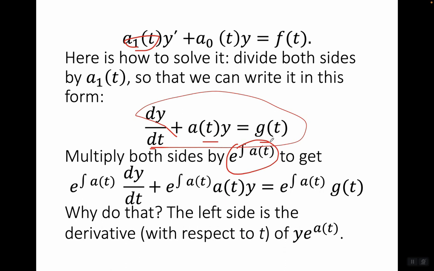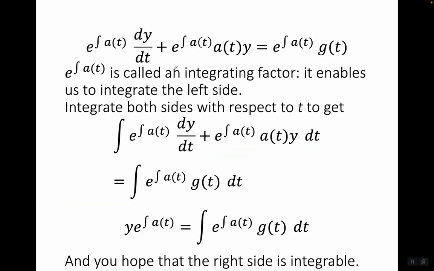So why on earth would we multiply both sides of the equation by this integrating factor, e to the integral a of t? It's because the left side is the derivative of y times e to the integral a of t. You can do the math if you want to, but that left side is just that derivative. So the e to the integral a of t enables us to integrate both sides.